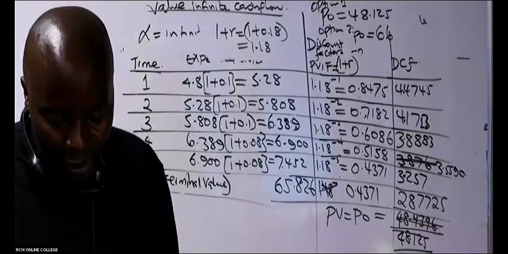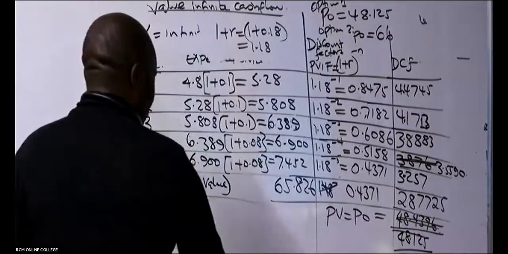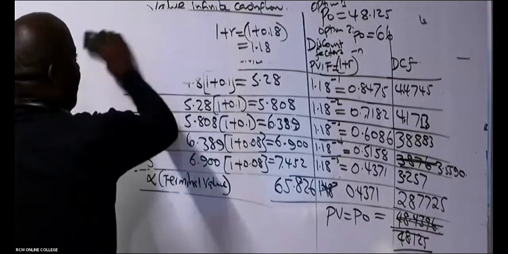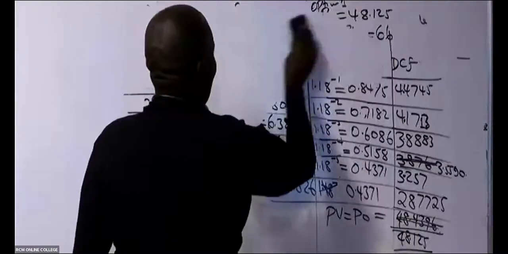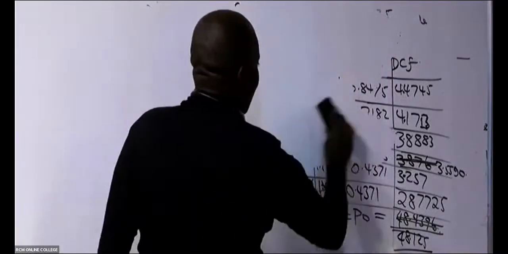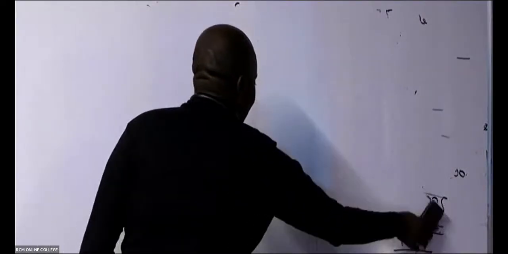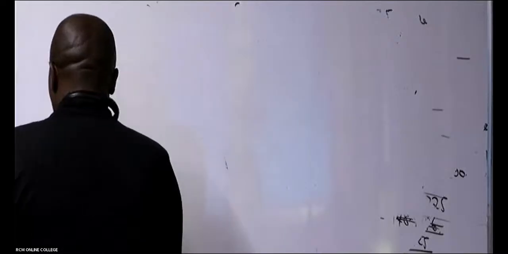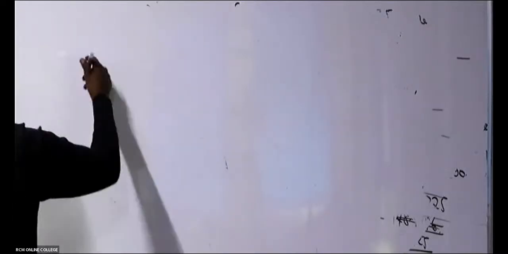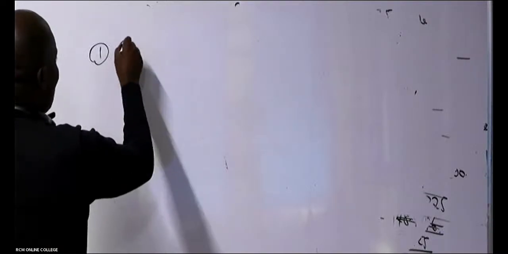So give me a title there: methods of computing the growth rate. So number 1, we have in this case what we call the retention ratio method.